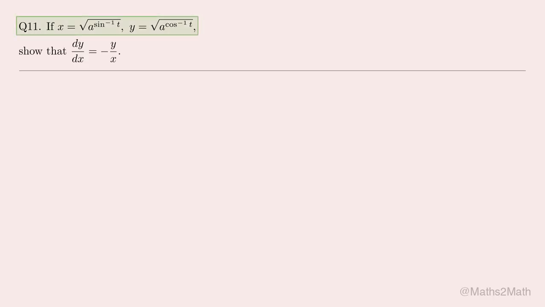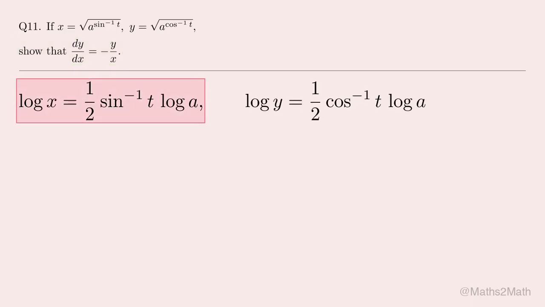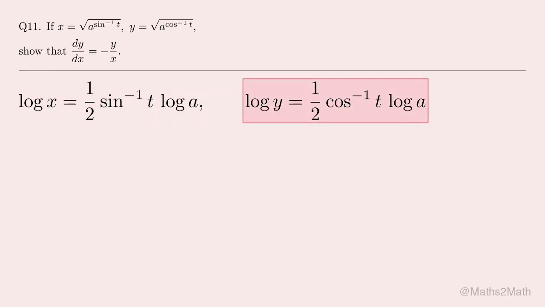Question 11, the last one. Square roots of a raised to inverse sine and inverse cosine of t. Logarithms expose the exponents, and the inverse trig derivatives are negatives of each other. Take logs. Log x is half inverse sine t log a. Log y is half inverse cosine t log a.